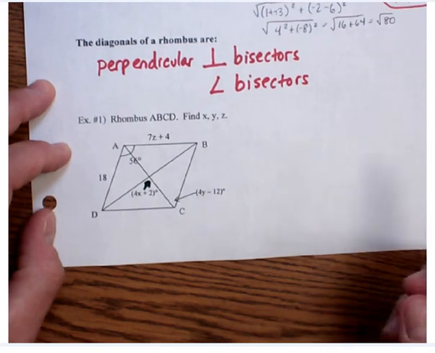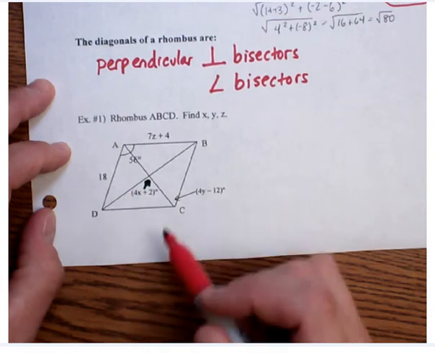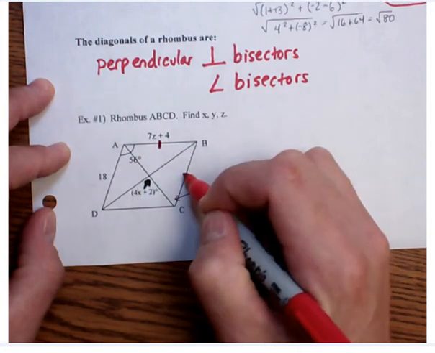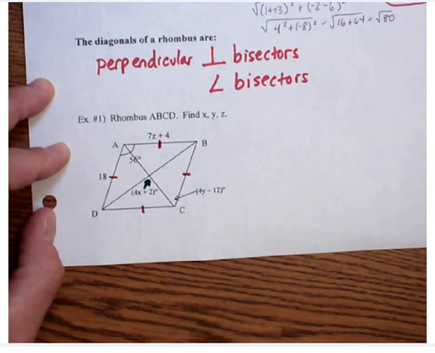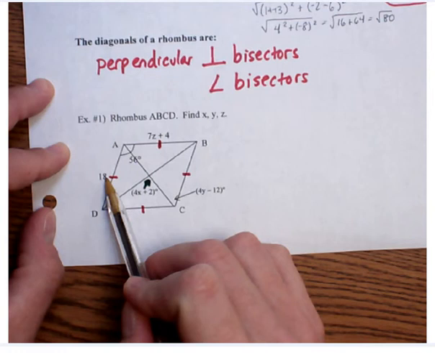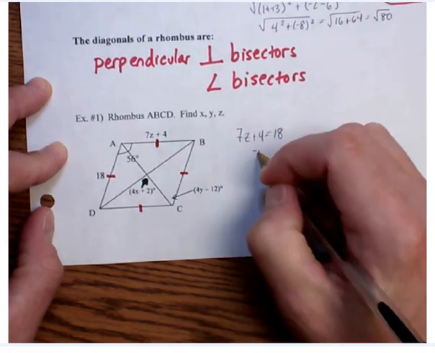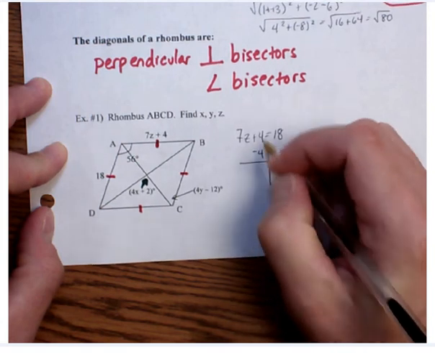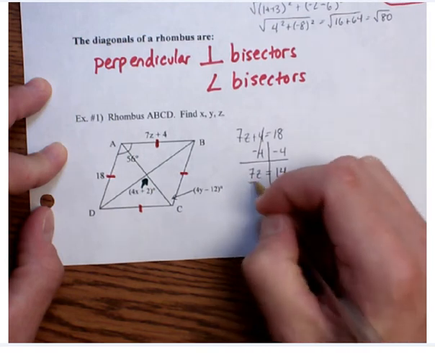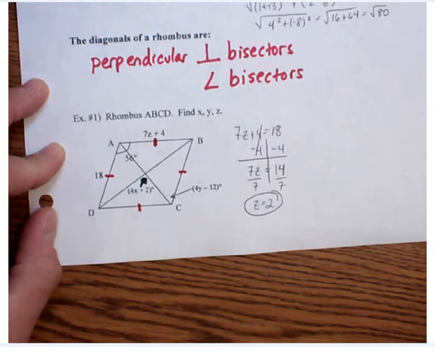Now I'm going to start this. You can start it anywhere. I'm going to start with the sides. I like to look at the outside first. And we have 7z plus 4. Now in a rhombus, all four sides are congruent. So that means 7z plus 4 equals 18. That's an equation. We'll go minus 4 minus 4. So 7z equals 14. Divide by 7. Z equals 2. There's our first answer.